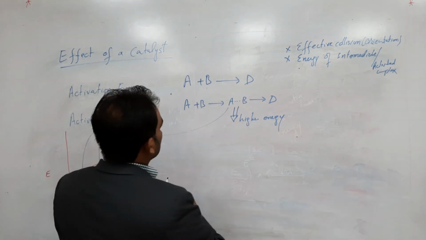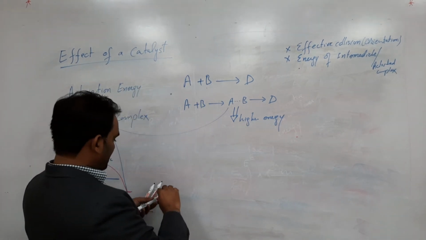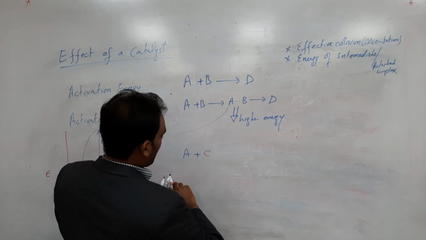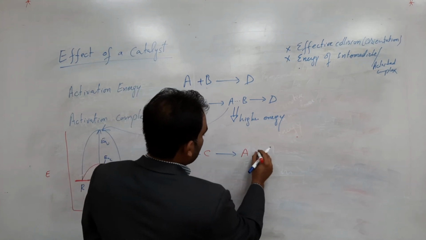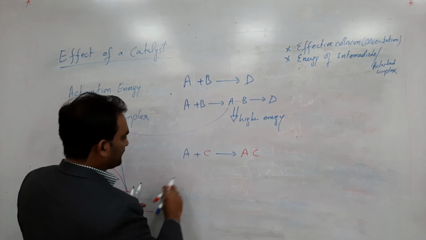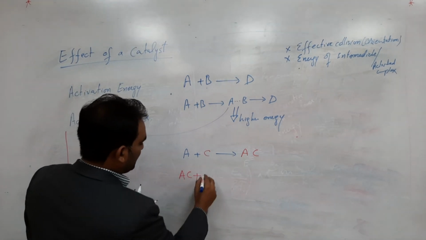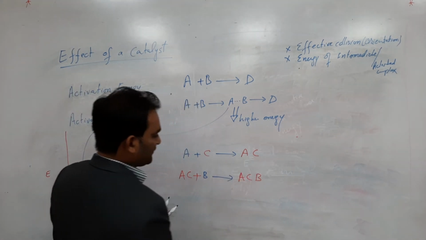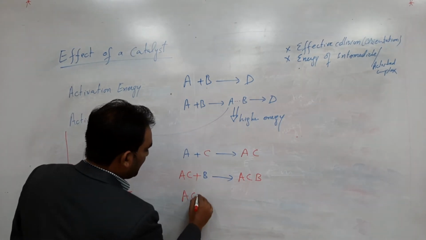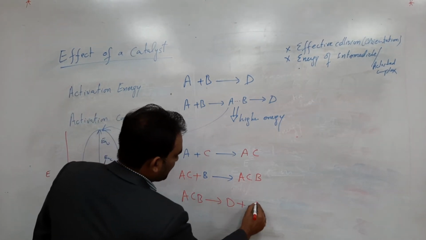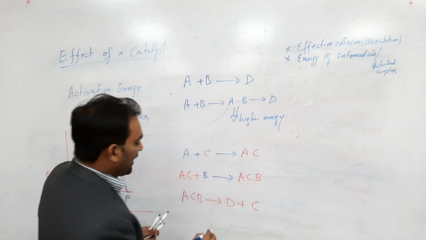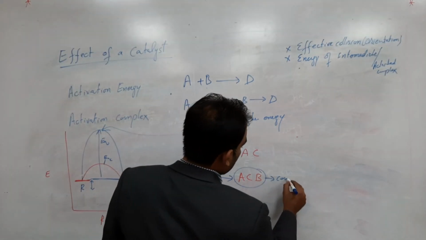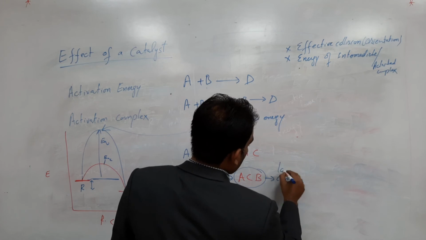Now you have a catalyst, that is C. Catalyst C. A plus C, you will come up with AC. And this AC will again react with B to give you ACB. And this ACB gives you D plus C. Now the activation energy of this complex is lower.